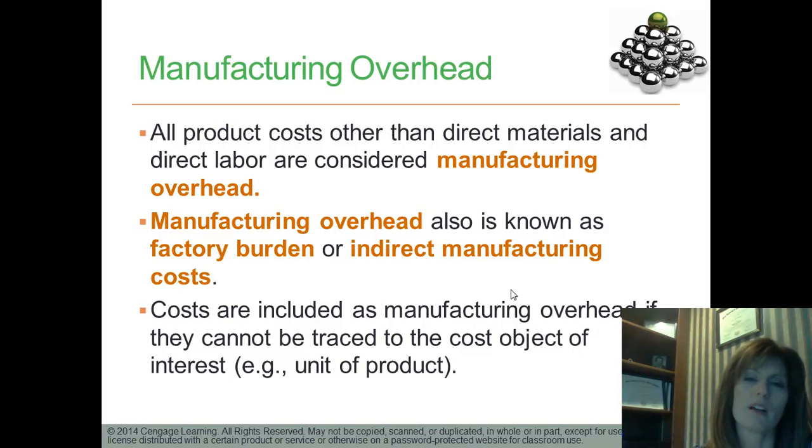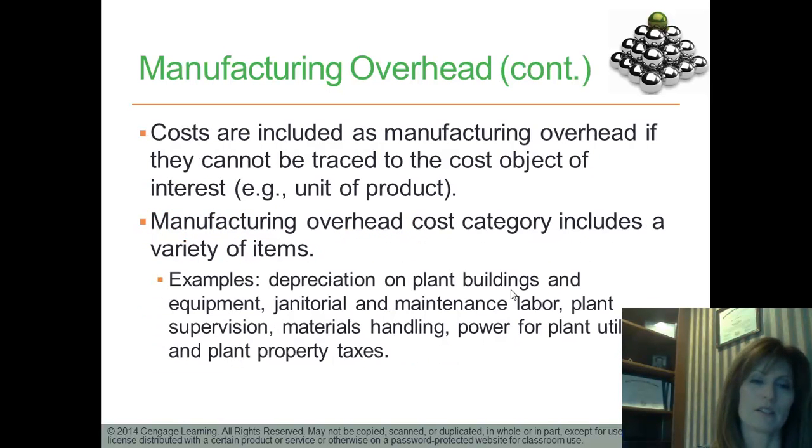So all product costs other than direct materials and labor are considered manufacturing overhead. You'll hear this talked about as burden or indirect manufacturing costs or just overhead. You might hear those terms. We include anything in overhead that is directly tied to the making of the product, but we can't directly trace into the product. So it's not direct material and direct labor, but it obviously goes into making the product.